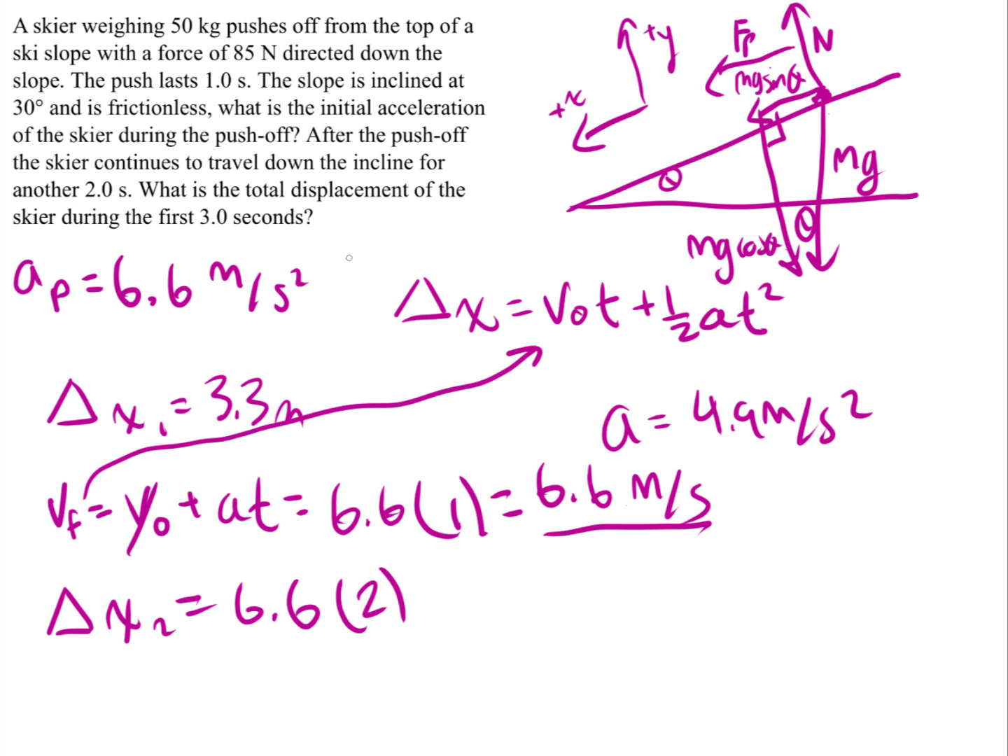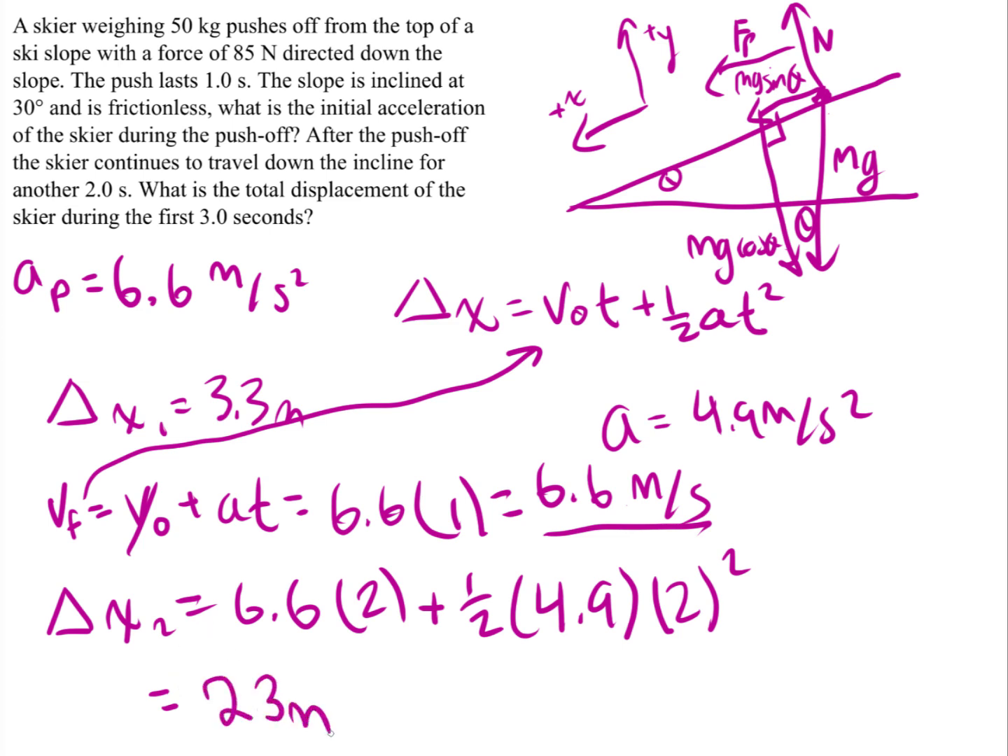In this problem, it only asks us for the total displacement during the first 3 seconds. So for the next 2 seconds, we have 2 more seconds remaining. Then we're going to add 1/2 times the acceleration, which we calculated to be 4.9 meters per second squared after he stops pushing. And we're going to multiply by the time interval squared, which is 2 squared. Now, simplifying all this, you should get that the displacement during the second stage is actually 23 meters, which is quite a lot more distance compared to the first stage where he was starting to accelerate.